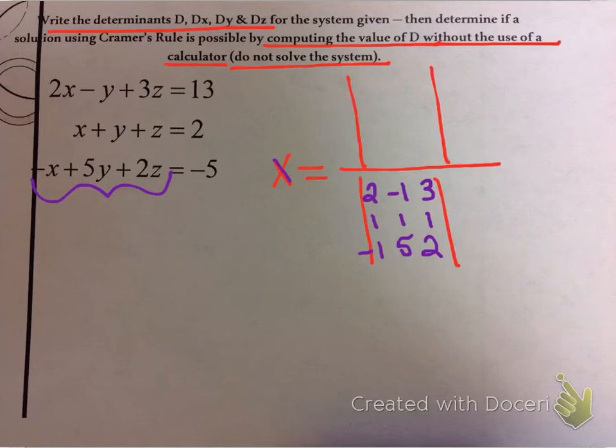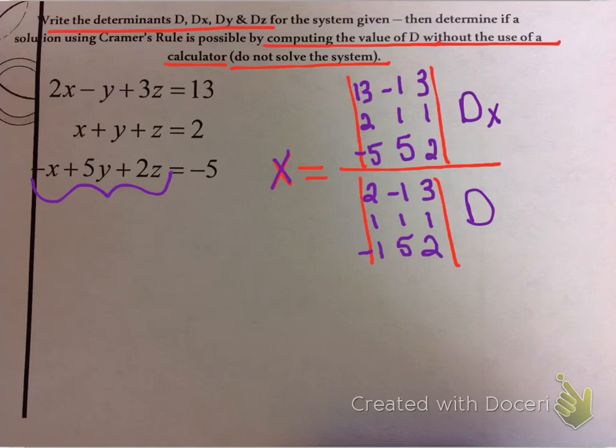Because I'm solving for x now, I'm going to leave the y column and the z column completely untouched. And I'm going to replace the x column with the constants. So the x column is going to become 13, 2, negative 5. So that means I've written what my D sub x is, and I've written what my D is. This is the one we're going to calculate here in just a minute.